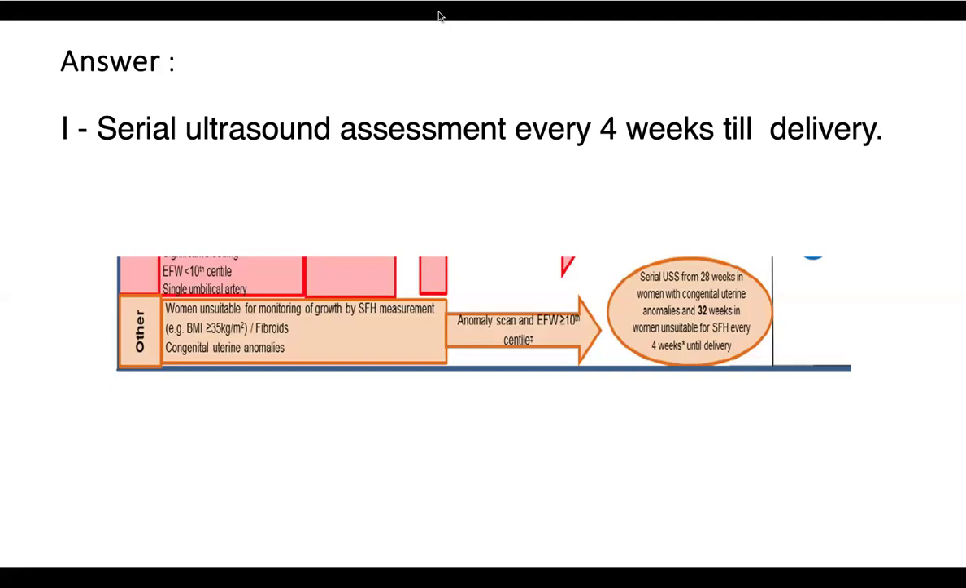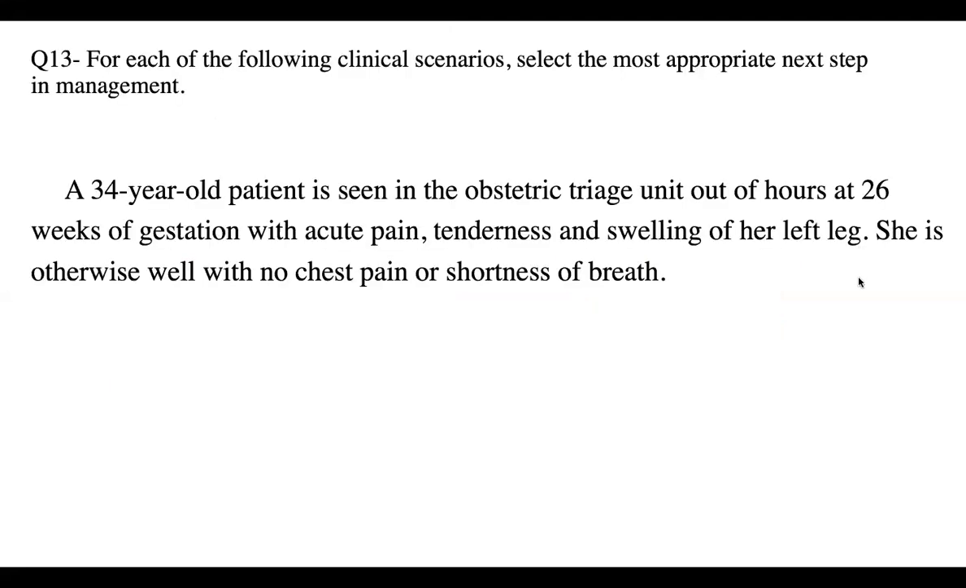You got the point, guys? Okay. For each of the following clinical scenarios, select the most appropriate next step. A 34-year-old seen in the obstetric triage unit out of hours at 26 weeks of gestation with acute pain, tenderness, and swelling of her left leg. She is otherwise well with no chest pain or shortness of breath. So what will you choose?